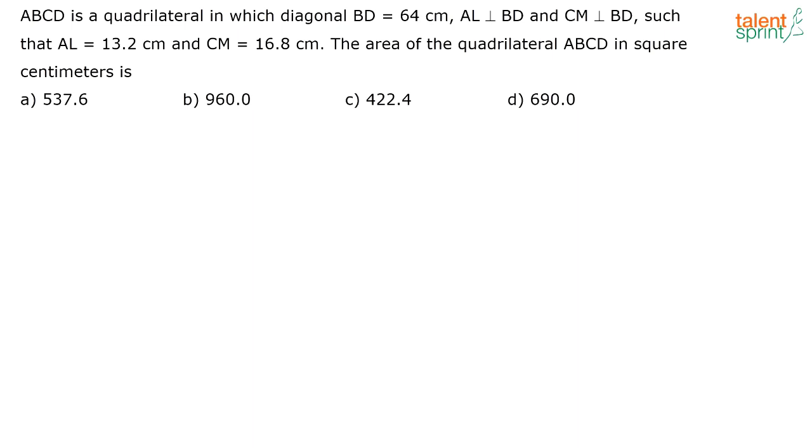ABCD is a quadrilateral in which diagonal BD is equal to 64 centimeters, AL is perpendicular to BD and CM is perpendicular to BD such that AL is equal to 13.2 centimeters and CM is equal to 16.8 centimeters. The area of the quadrilateral ABCD in square centimeters is dash. So in this question basically you are given a quadrilateral and you have to find its area. So try to solve this question and give me the answer.